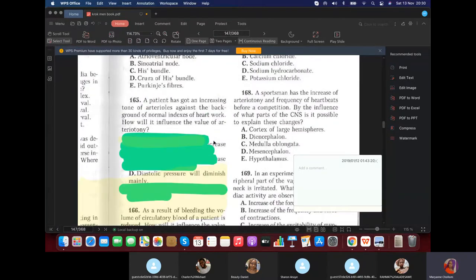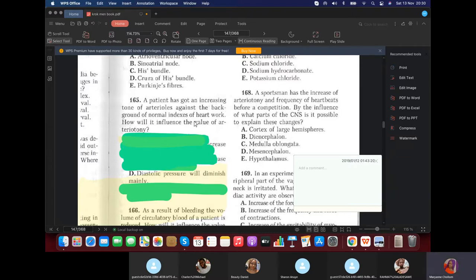165 states, a person got an increased tone of arterioles against the background of normal index of heart work. How will it influence the value of arterial pressure? So look, they said there's a normal index of heart work. That means the contraction, the amount of blood entering the heart is normal. So your systolic pressure will not increase. Your option should not have anything to do with increase of systolic pressure. However, they say there's an increase in the tone of artery. I told you, if there's increase in tone of artery, it is increasing diastolic pressure.